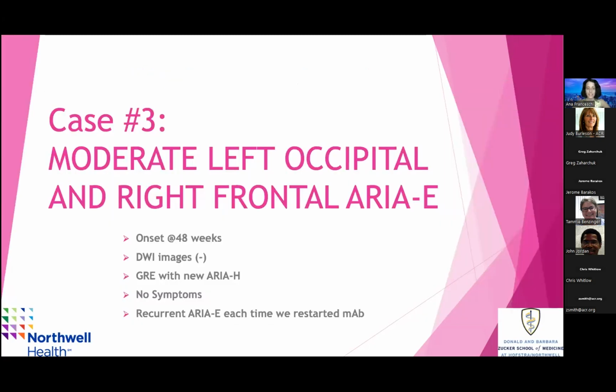Our next case is an example of moderate ARIA-E. The onset was at 48 weeks. DWI images were negative, excluding an acute infarct. This patient was asymptomatic, but they went on to develop recurrent ARIA-E each time the monoclonal antibody therapies were restarted.